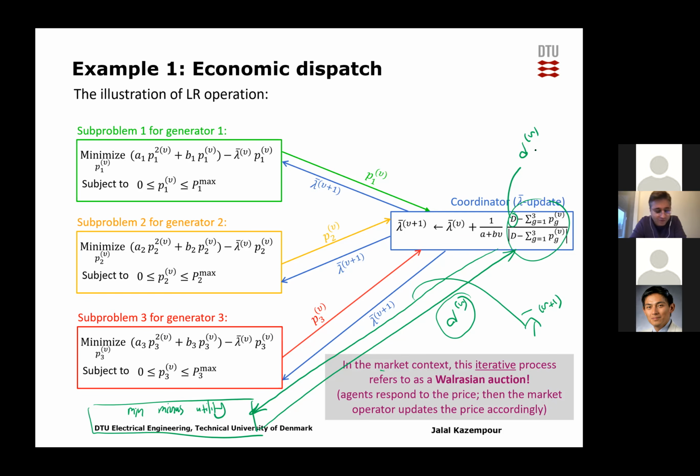Clear? Well, to have this system working, can we have it linear or not? It should be quadratic. QP. Yes, exactly. Like all subproblems, the subproblem for the fourth generator also needs to be quadratic. Good.